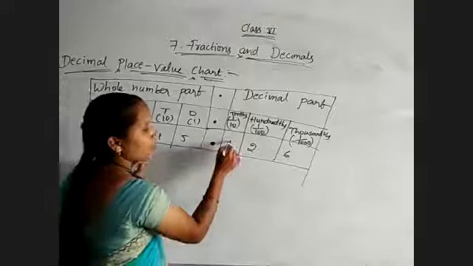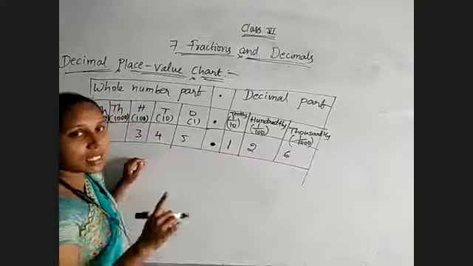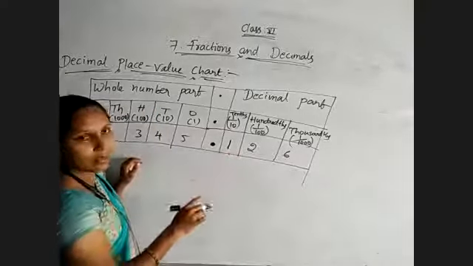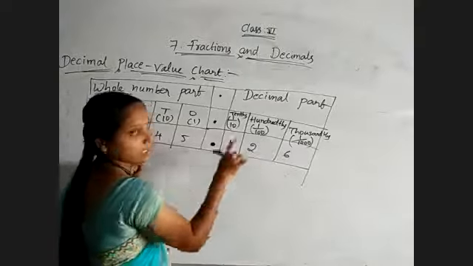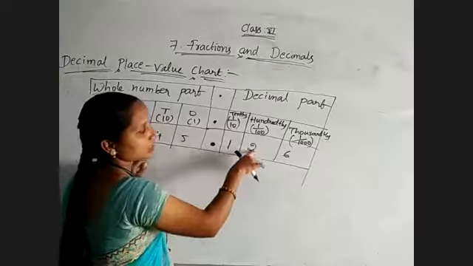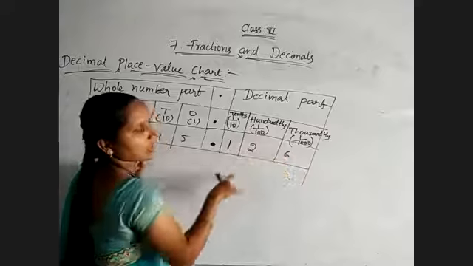After the decimal point, we need to read a single digit at a time. Okay, 1, 2, 6. 1 is in tens place, 2 is in hundreds place, 6 is in thousands place.